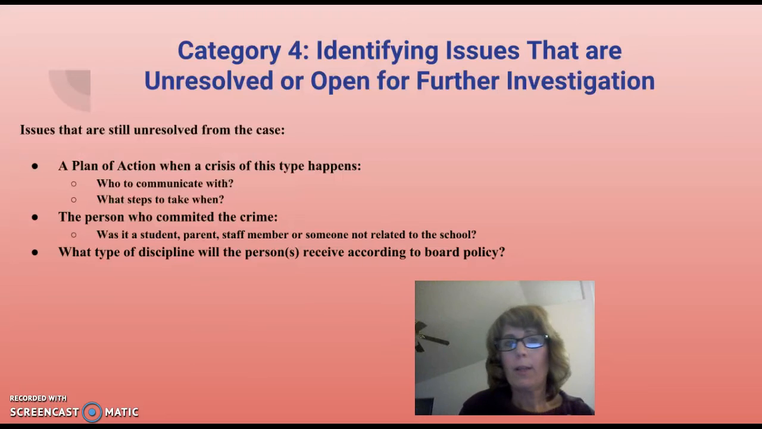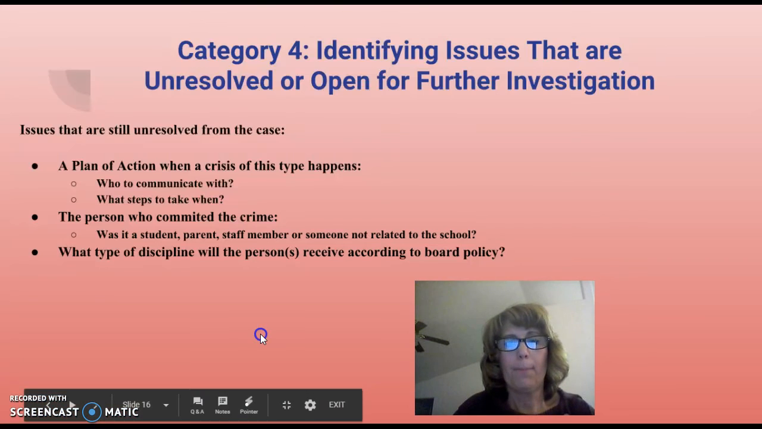Unresolved or open issues, for unidentified issues that are unresolved or open for further investigation. A plan of action when a crisis of this type happens, who to communicate with, and what steps to take when. The person who committed the crime, was it a student, parent, staff member, or someone not related to the school? What type of discipline will the person receive according to board policy?